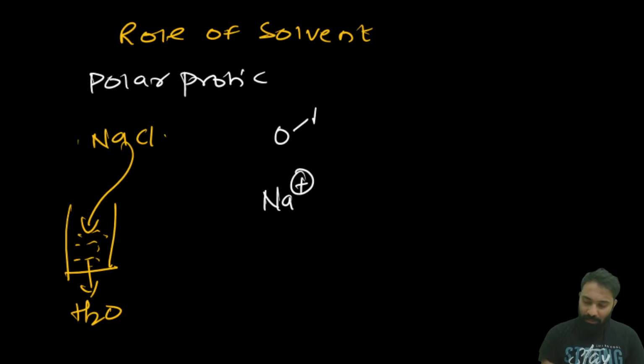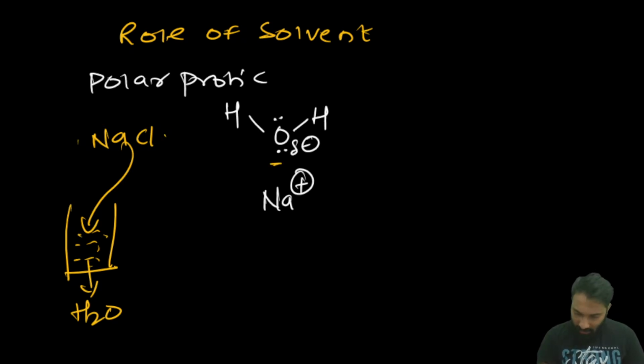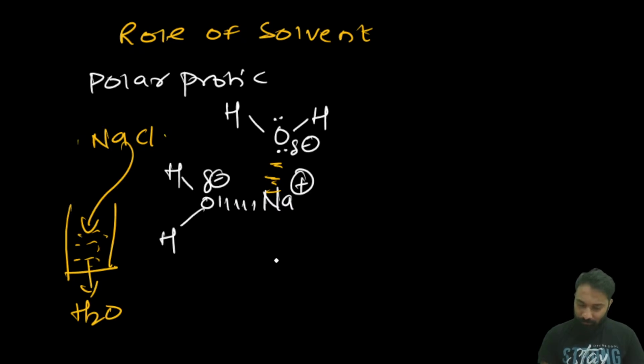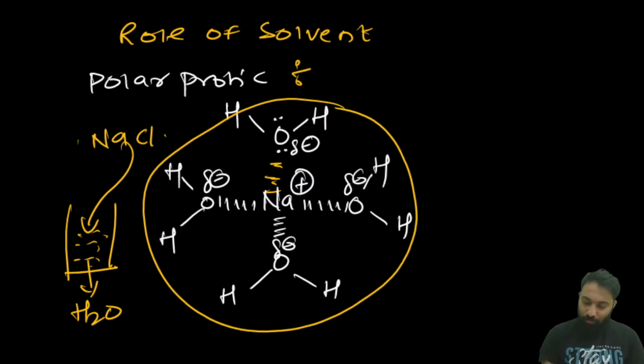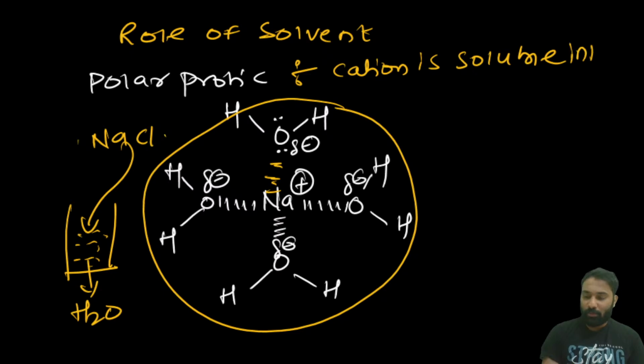In this polar protic solvent, oxygen has a partial negative charge. Due to this partial negative charge, it will form a bond, and all the H2O molecules will be surrounded to it. Clear? Now all the H2O molecules have surrounded it, so what will happen? Na plus is a cation, right? So cation is soluble in polar protic solvent.